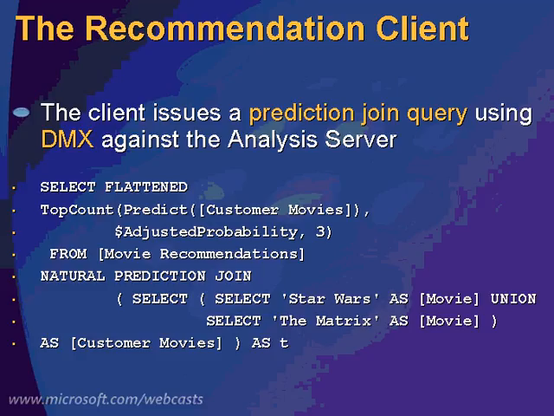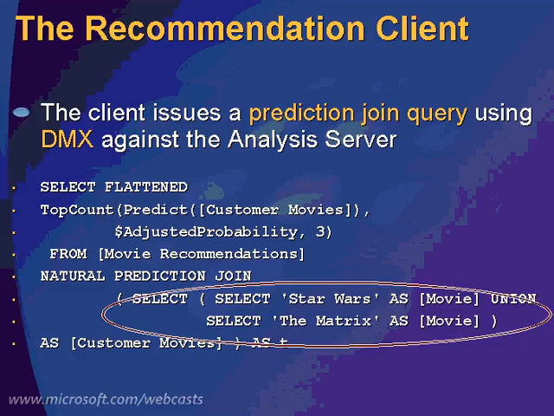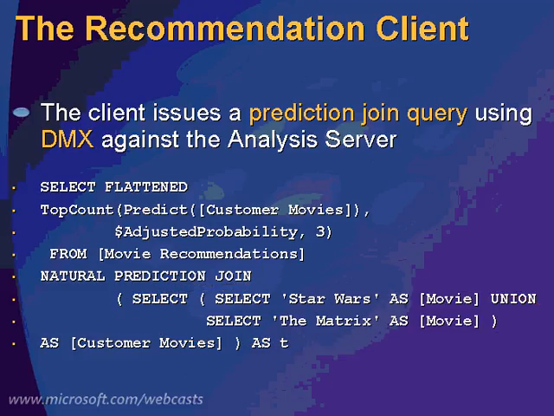Now, the mining model, as we said, uses a nested table. So the input to the query is, in fact, itself a nested table. And you can see that here where we have essentially nested these two movies union together as a table inside the join that we're querying about. Now, when we do that, another thing that we want to do is use the union operator to add all these separate movies as a single row inside the prediction join clause.